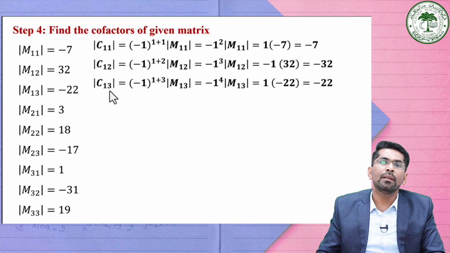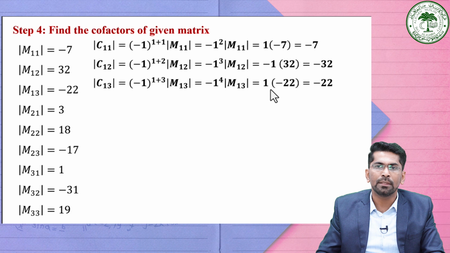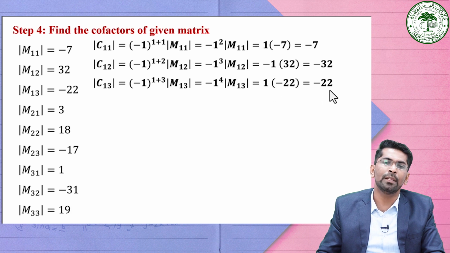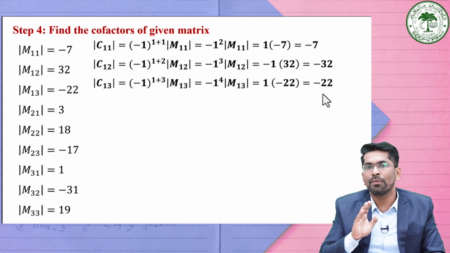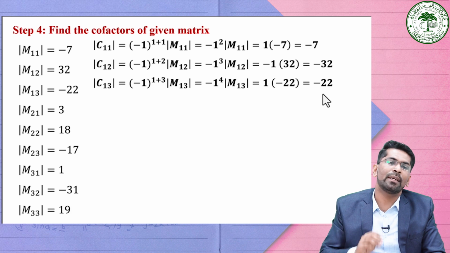Similarly, we can find the third cofactor, that is C13, which is minus 1 raised to the power 1 plus 3 into the third minor, which is equal to minus 22. So we have minus 1 raised to the power 1 plus 3, which is raised to the power 4. So it is equal to 1 into minus 22, which is equal to minus 22. Accordingly, you can find the remaining cofactors. Of course, we have 9 minors, so we have the 9 cofactors as well.